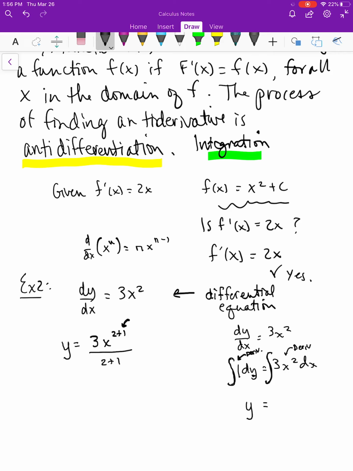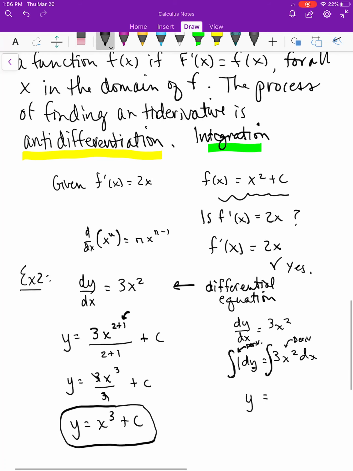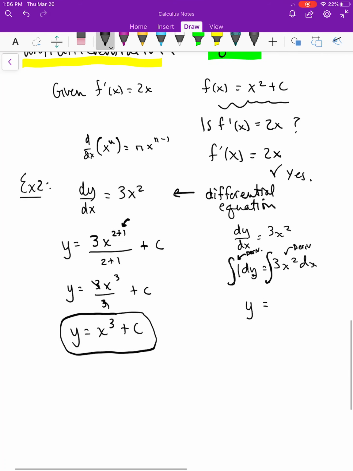Well, now we're trying to undo that. That's why we added 1 here, and then instead of multiplying by n, we are dividing by it. So we can see that this becomes 3x to the third over 3, and my 3's cancel. We can't forget our plus c when we're doing this, though. So this becomes x cubed plus c.